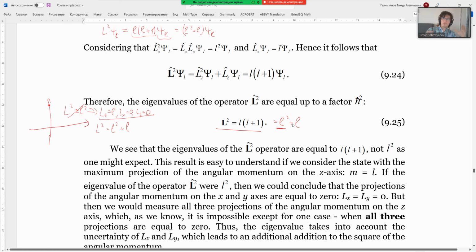What does it mean? It means that if you are in the state with a maximal projection of L on the z-axis, you still have some uncertainty in Lx and Ly, and this uncertainty contributes to the L squared, and this contribution equals L. So that is why the L squared eigenvalue equals L squared plus L, due to these fundamental uncertainties in the Lx and Ly projections of the angular momentum.